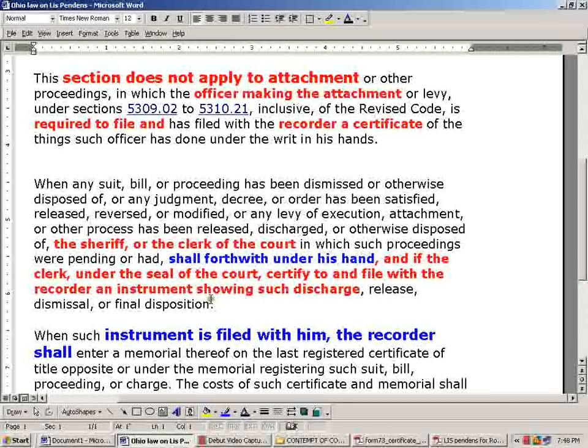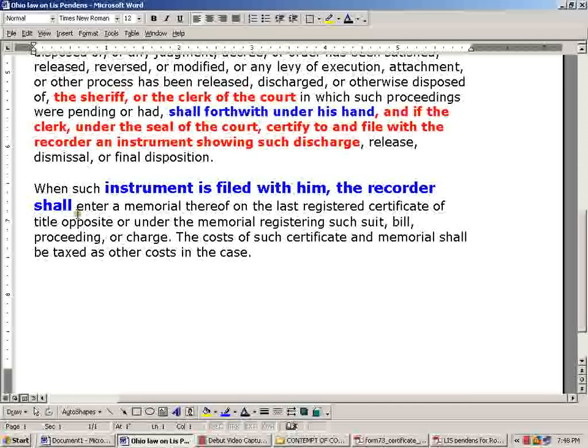Okay, so when you go take care of it, the court is going to put in a piece of paper saying it's been resolved and go put it into the file. When such instrument is filed with him, the recorder shall enter a memorial therefor on the last registered certificate of title, opposite and under the memorial registering such suit, bill, proceeding, or charge. The cost of the same certificate memorial shall be taxed as other cost in the case.